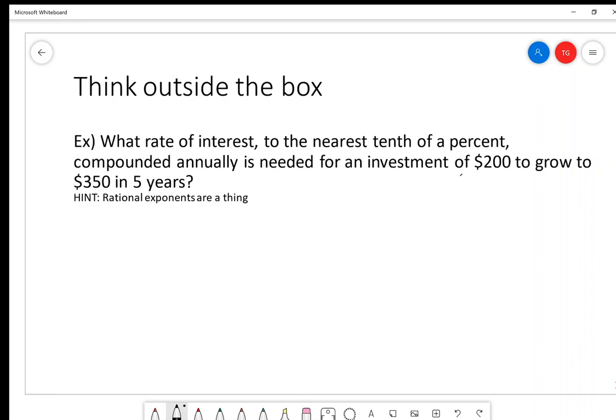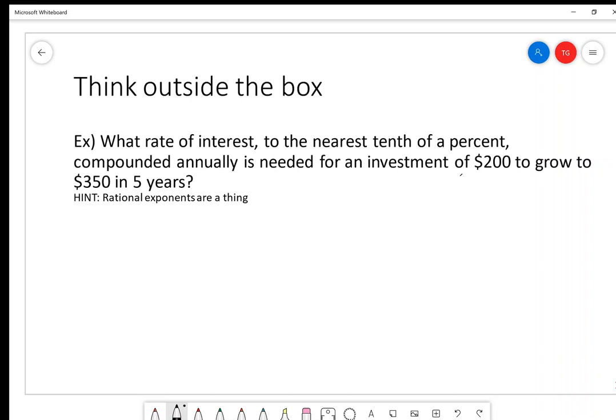Okay, we're gonna look into some slightly more involved application of exponential function problems here. So we want to know for this one, what rate of interest to the nearest tenth of a percent compounded annually is needed for an investment of $200 to grow to $350 in 5 years? So we can set that up.